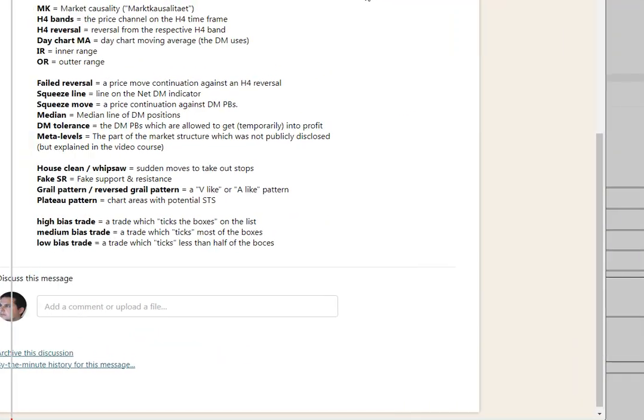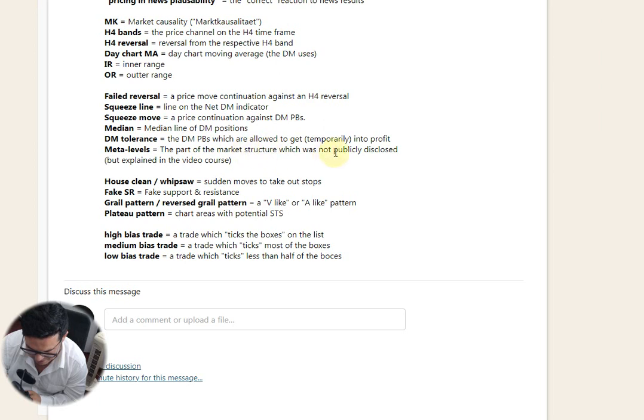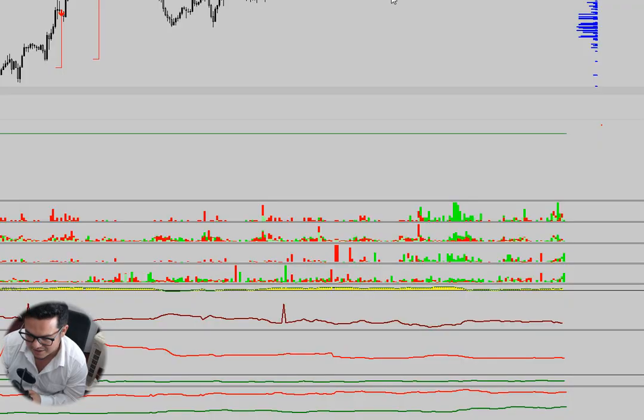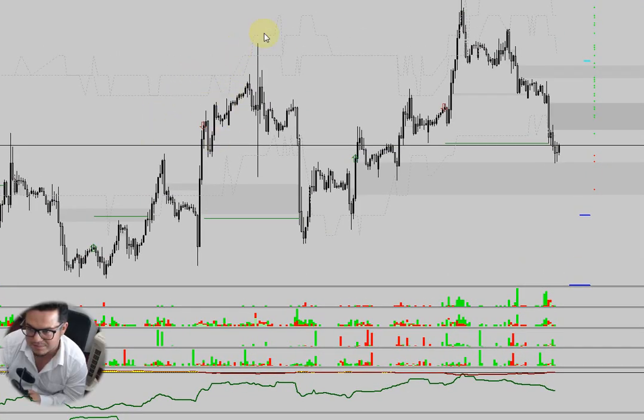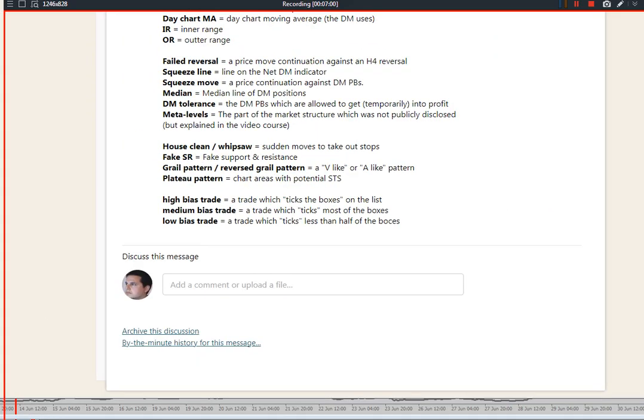Meter levels. These are the meter levels which are explained in the video course, which are not public. House clean whipsaw. That's when we have this typical move in both directions. Here's a good example, Euro pound recently. You see, bam, bam. Hunting short-term stops up, down, down, up. So this is a typical house clean. You often see that with interest rates announcements.